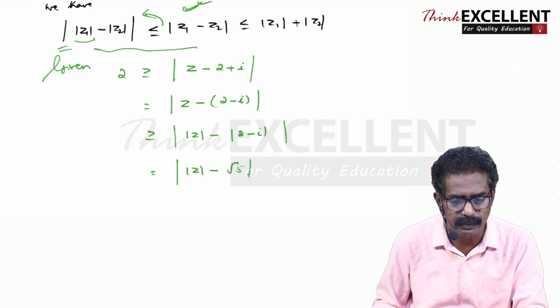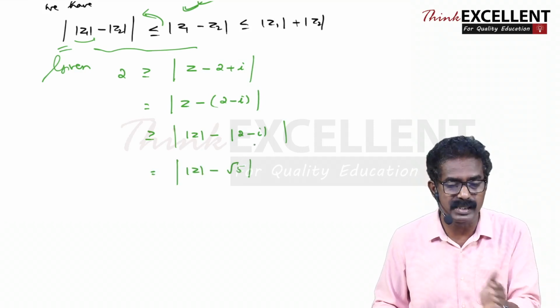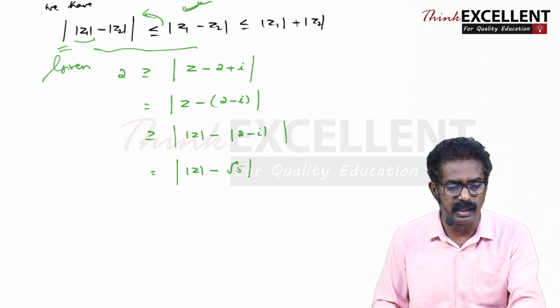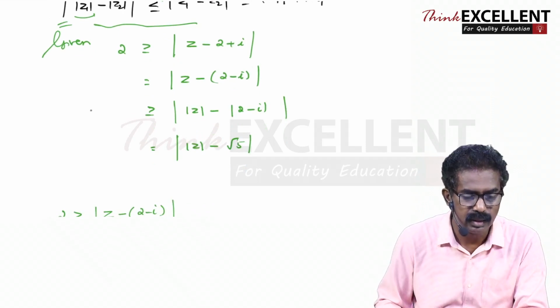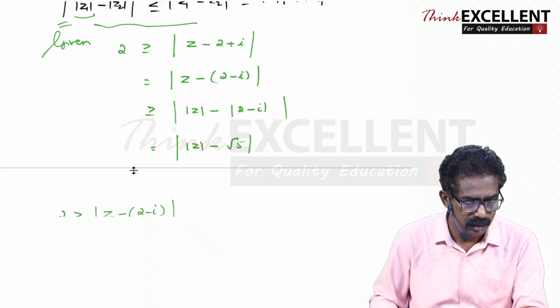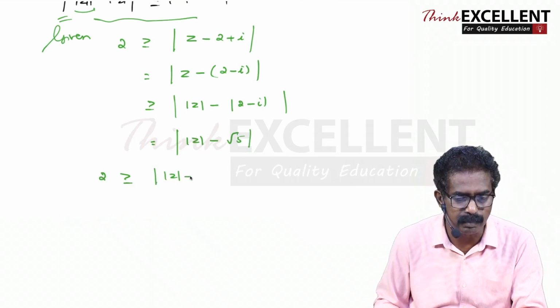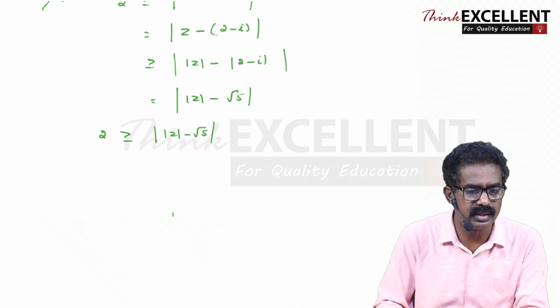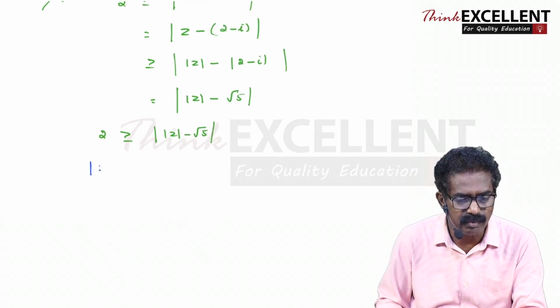Hope you understood this. Okay. Because modulus of 2 minus i, root of 2 square plus 1 square, right? 2 square is 4, 4 plus 1, 5. So we started with 2. So you are getting 2 is greater than or equal to modulus of modulus Z minus root 5. Now just you reverse it, write in the reverse order. So you can write it as modulus of modulus Z minus root 5 less than or equal to 2.